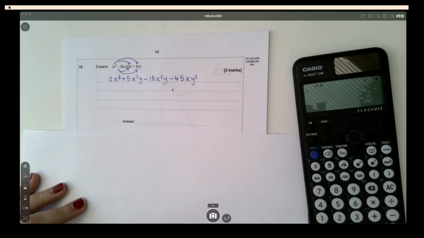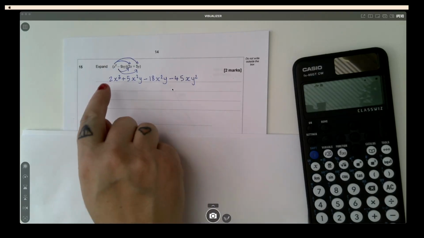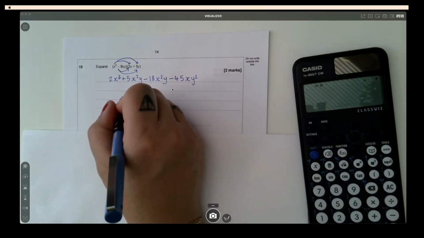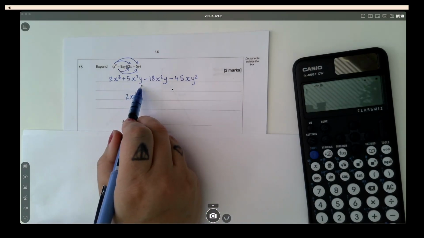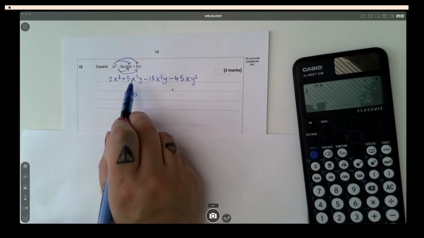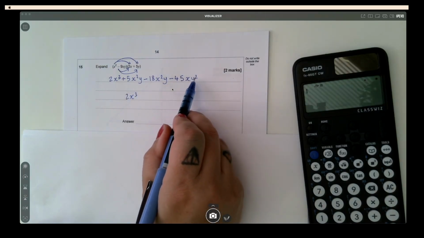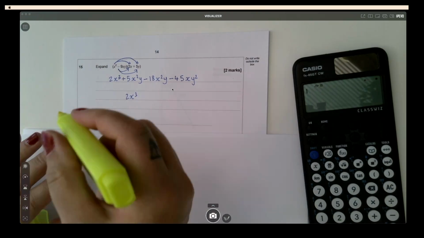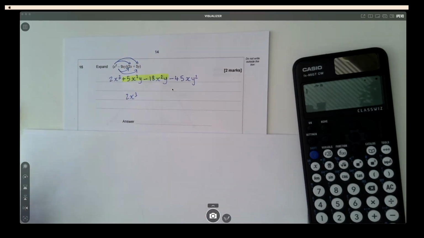45xy squared. Now we need to see if we have any terms that are like terms so that we can collect them together and simplify. We've only got the one x cubed term, so that's going to stay as it is. We've got x squared y, and we've also got x squared y here. So these are like terms. This one isn't, because the x isn't squared, the y is. So these two here can be combined as they are like terms.